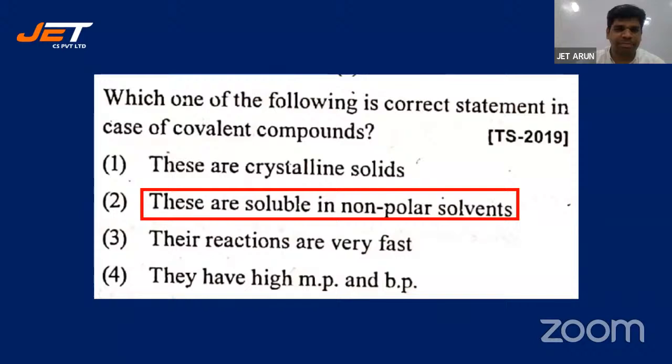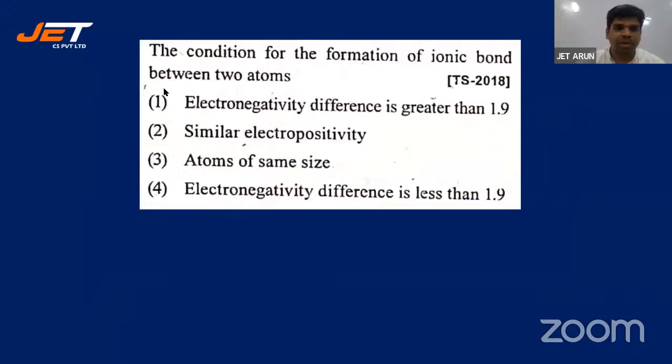All right, let's go for the next one. The condition for the formation of ionic bond between two atoms is, what is the condition? Electronegativity difference is greater than 1.9. Similar electropositivity, atoms of same size, electronegativity difference is less than 1.9. Yes, Fatima, you are right. They are soluble in non-polar solvents. That was the option. Fatima, you are right, but you have mentioned the whole answer. Okay. I was looking for the options, but I didn't see option 2.